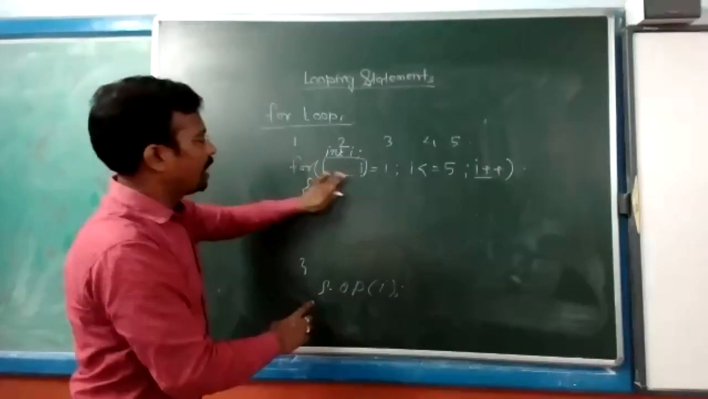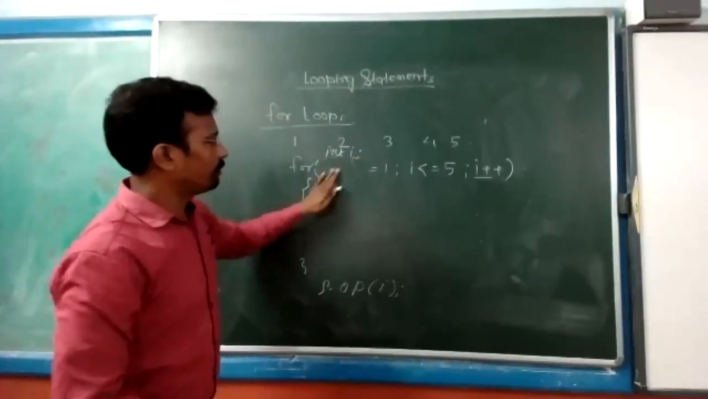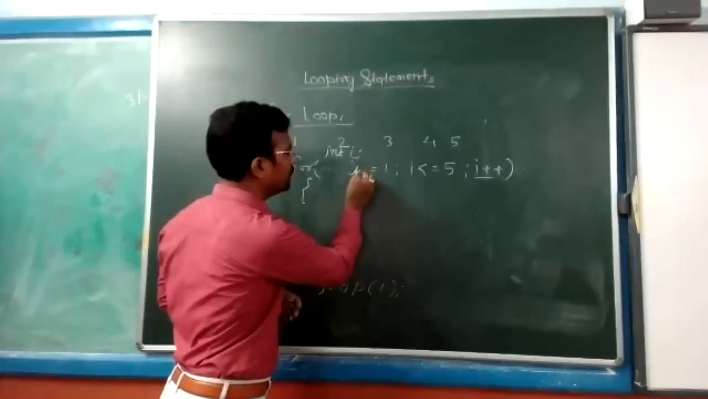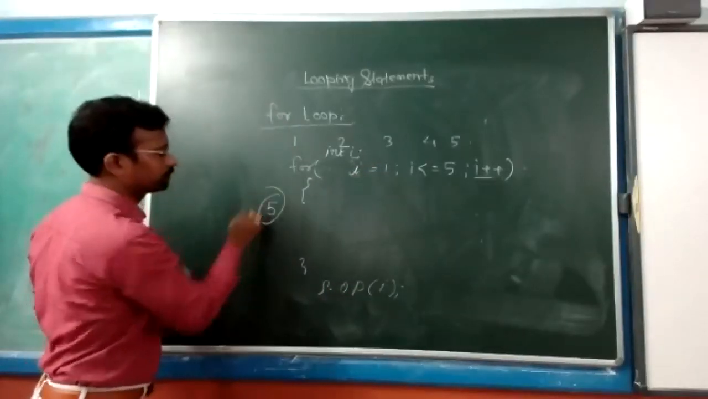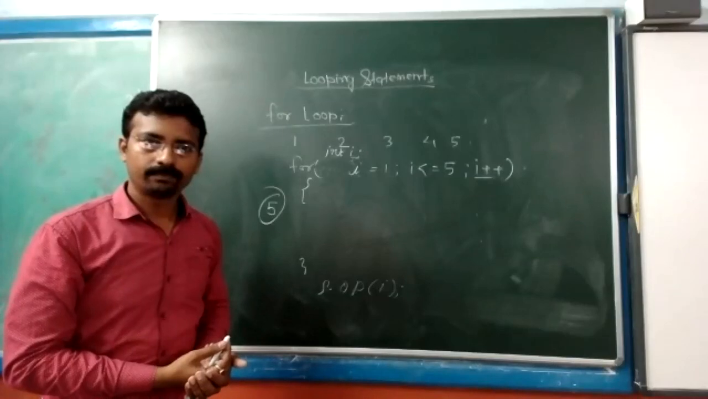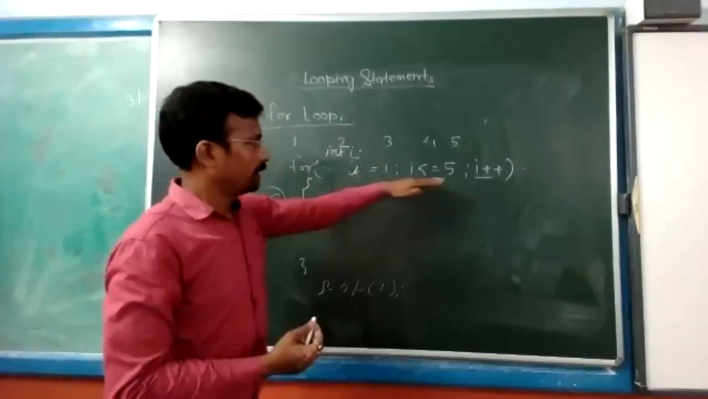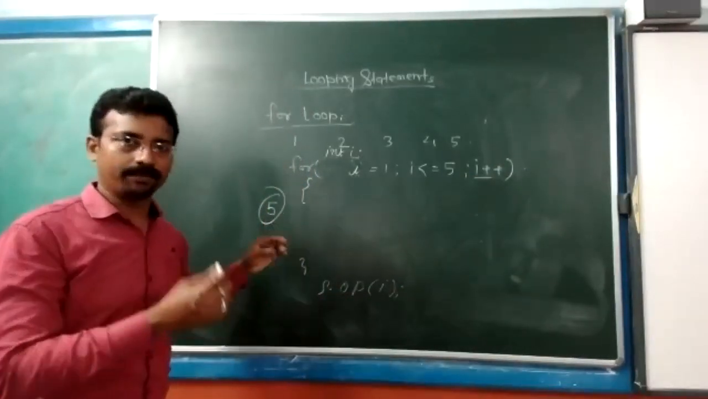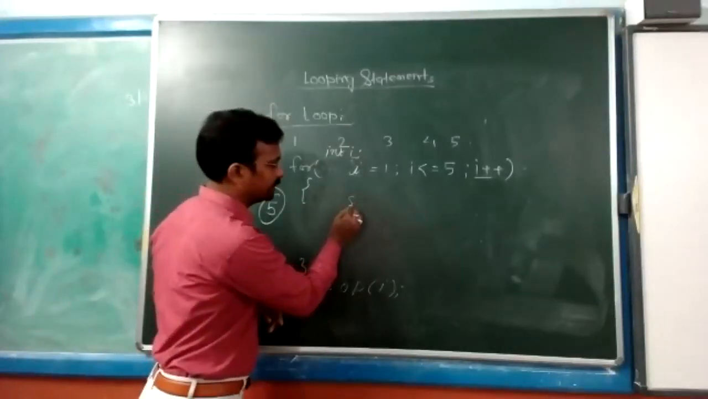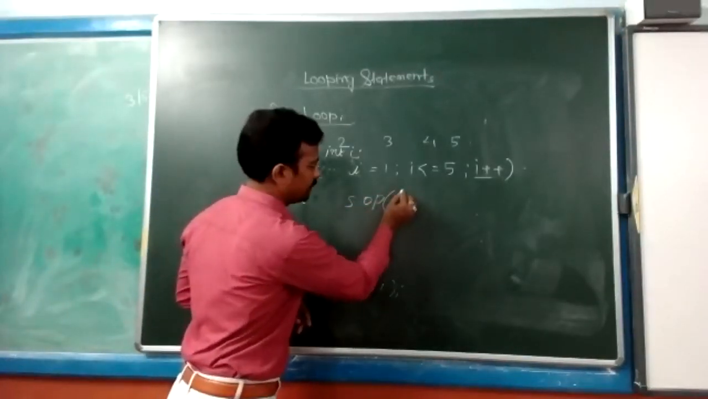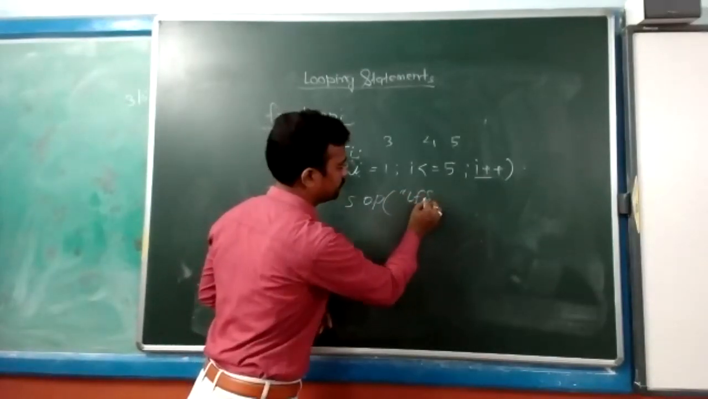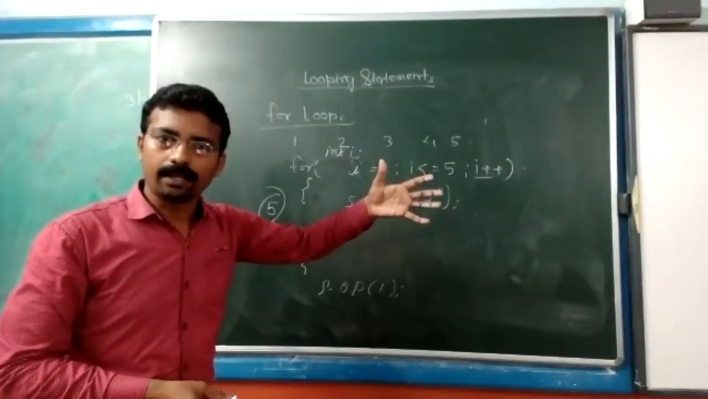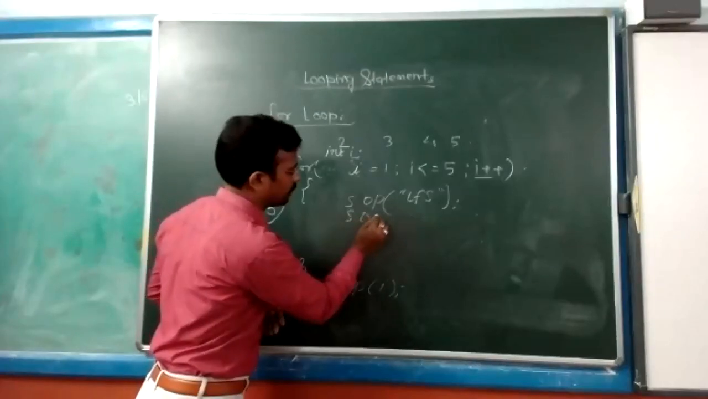Now you will see, if I ask a simple question for this loop, how many times will this loop execute? Your answer will be 5 times. Yes or no? This loop will start with 1 and go up to 5. So it will execute total how many times? 5 times. Now you see carefully. If I am writing system.out.print LFS, how many times will it be printed? 5 times. No doubt.